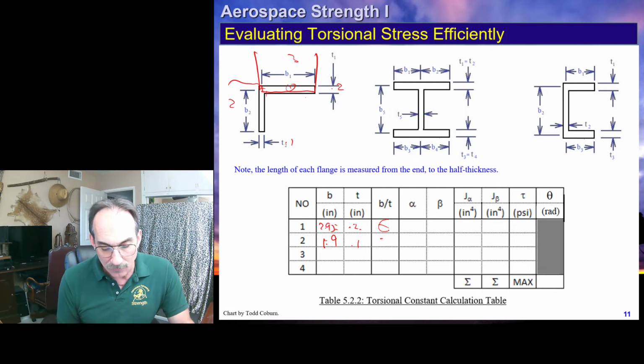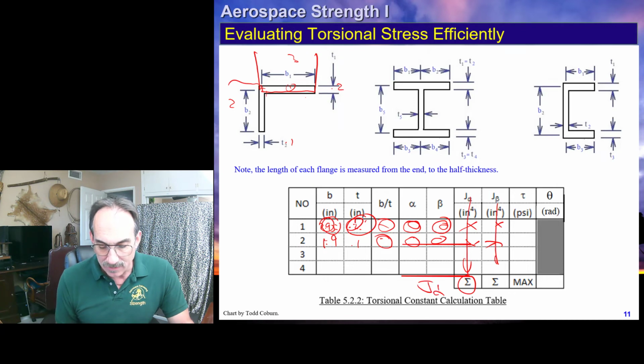We can then look at the B over T ratio and calculate the alpha and the beta. The alpha times BT cubed is our J alpha, and the beta times the BT cubed is our J beta. We calculate the same two values for this element. We sum these up, and that is our J alpha. We sum these up, and that is our J beta.